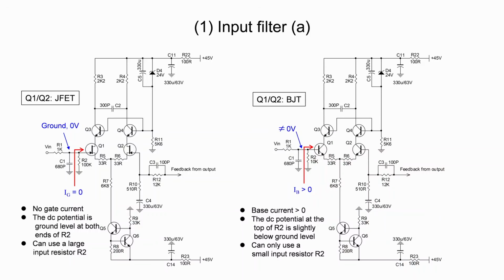We can only use a smaller resistor R2, which is 10 kilo ohms here. This is to avoid building up a large DC offset voltage in the input. Otherwise, it will lead to a high DC offset voltage at the power amplifier's output. Then we need to employ a DC servo to bring down the output DC offset voltage. However, the output DC offset of this power amplifier is only 0.1 volts, which is low and therefore, no DC servo is needed. This makes the power amplifier simple and easy to build.